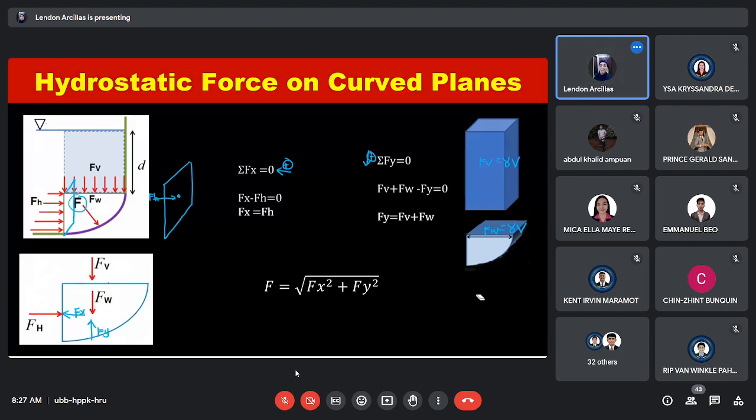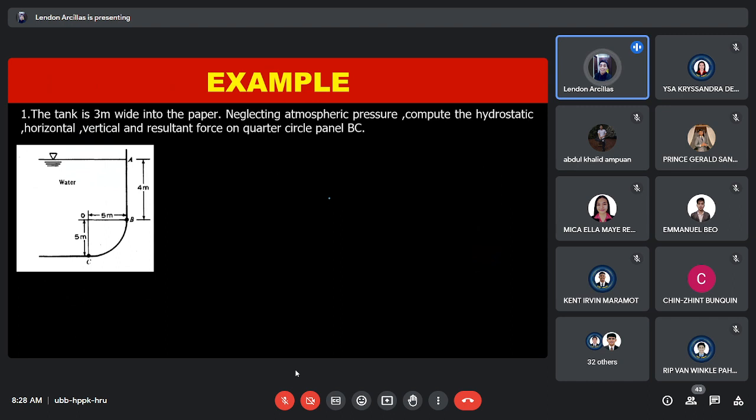Okay. Next, pag nakuha natin yung F of X and F of Y, kailangan natin siyang parang Pythagorean theorem lang to. So, that is F of X and F of Y. To find the F, this one, kailangan nating Pythagorean theorem. So, F of X squared plus F of Y squared. So, that's how you find the total hydrostatic force on the curvature. So, medyo complicated lang dito na part yung curvature, since we analyze it using the horizontal and the vertical forces. Okay, start tayo ng example para mas maintindihan.